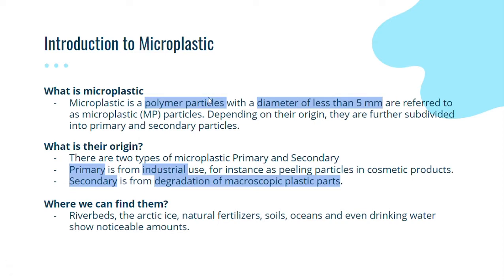Microplastic is a polyparticle, less than 5 millimeters. They have two types, primary and secondary. Primary is from industrial use, and secondary is from the degradation process of macroscopic plastic parts. So we can find it in the rivers, ocean, and even our drinking water.